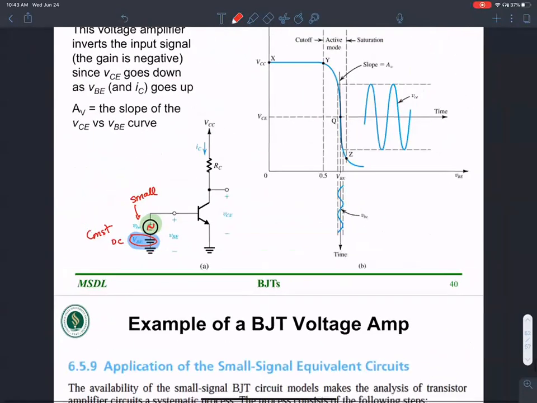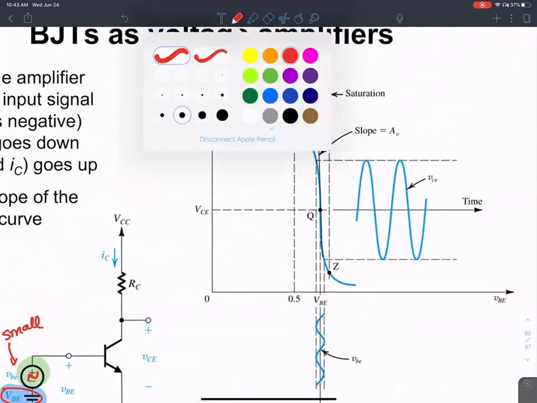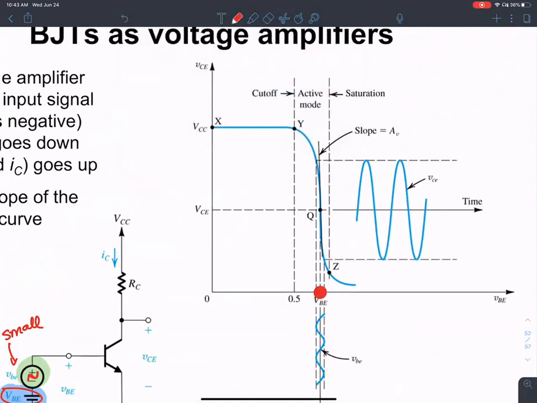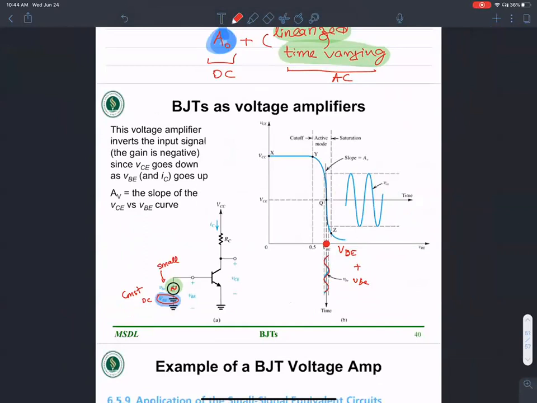Okay, if I were to show this graphically, at that constant DC value of VBE, I'm applying a small little VBE term on top of a capital VBE, okay, the DC term, and I'm superimposing a small AC term on top of it, okay. So if the AC term is small, we can linearize, meaning that we can simply ignore the higher order terms, okay.